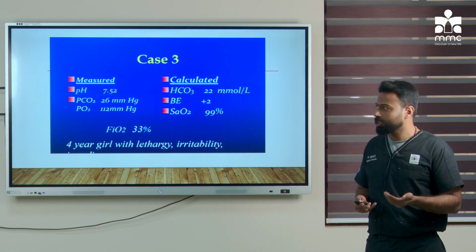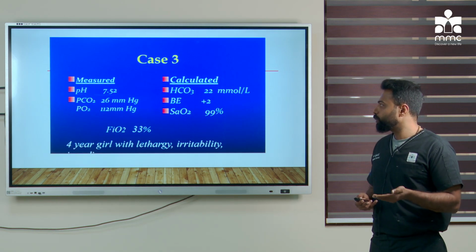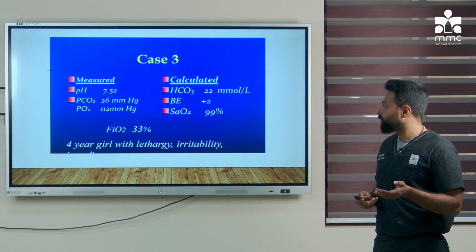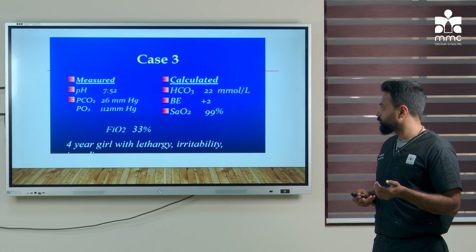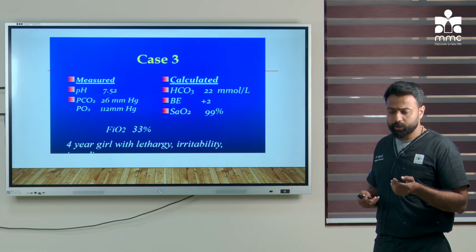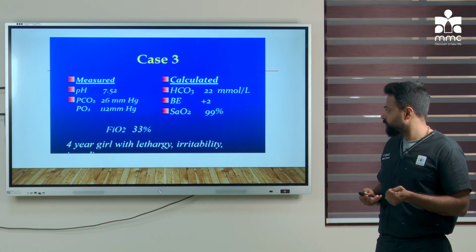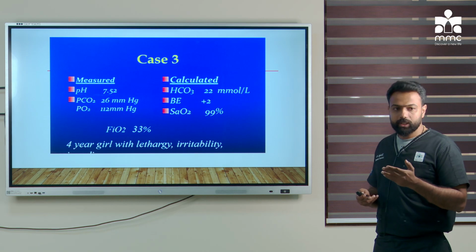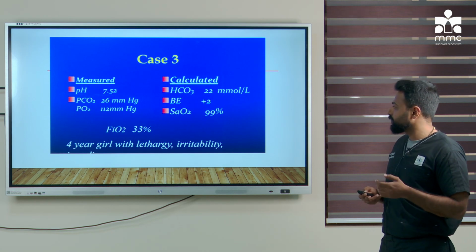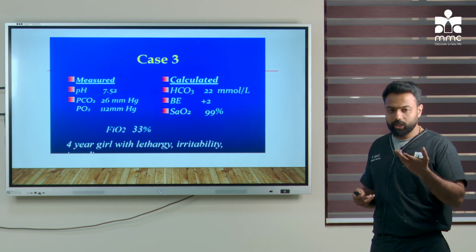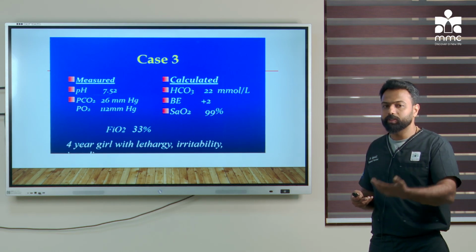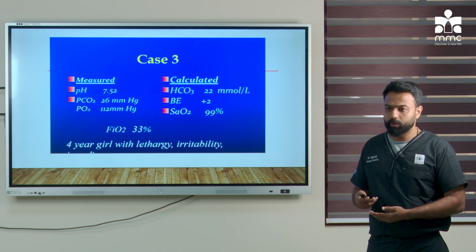Coming to another case, pH of 7.52, PCO2 of 26, PO2 of 112, bicarbonate 22, base excess of +2, and saturation 92%. SaO2 is 90%. So FiO2 is 33%. A baby girl with lethargy and irritability, right? So this baby may be drowsy, may be irritable, and that may be because of a metabolic abnormality, right?